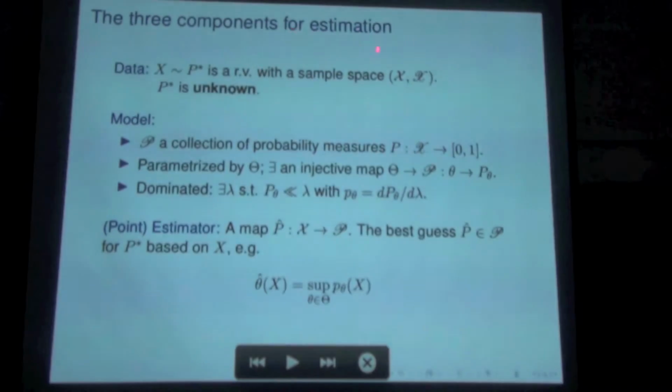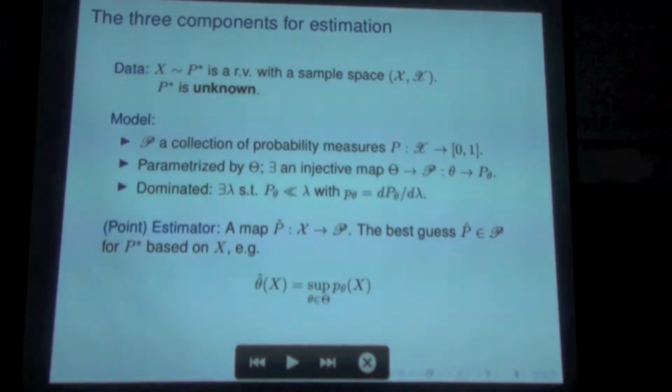And the third part of the estimation problem is the estimator itself. What is it? It's a map that goes from the input space, the sample space of the random variable, into the family. So it's a function where you input data and it outputs a member of the family. The output is an approximation, a member of the family.